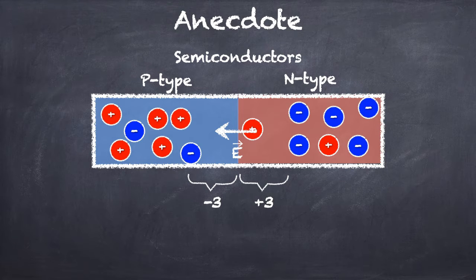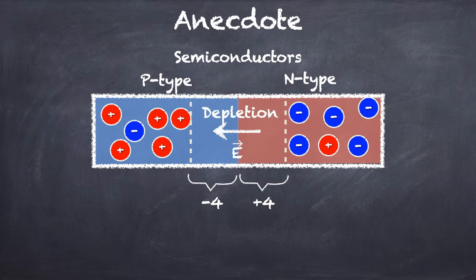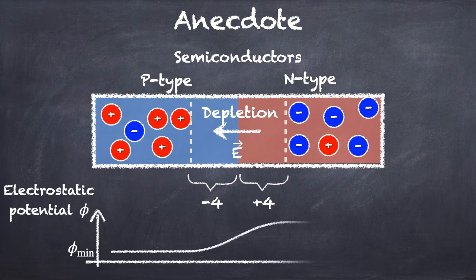Eventually, the system reaches an equilibrium situation with no flow of charge occurring and the presence of a central region devoid of charge carriers, called the depletion region. In this equilibrium situation, there is a clear electrostatic potential difference between the two ends of the depletion region. This system can then be used as a diode in electric circuits.